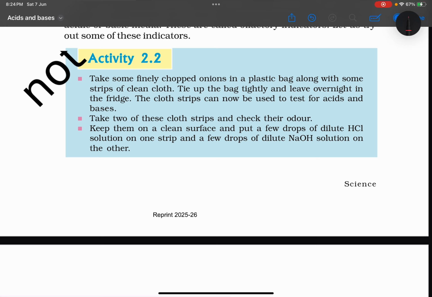Take two of these cloth strips and check their odor. Keep them on a clean surface and put a few drops of dilute HCl solution on one strip and a few drops of dilute NaOH solution on the other.